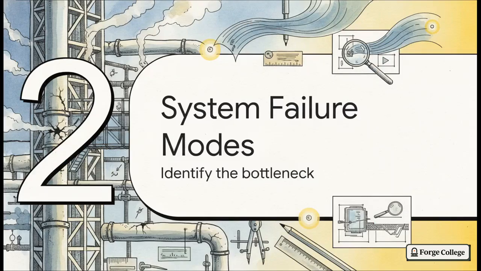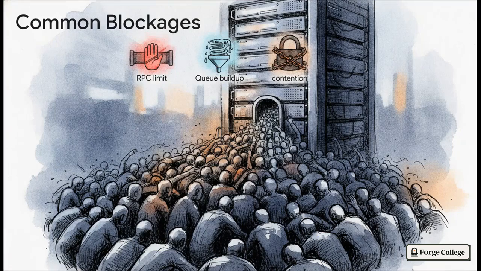Moving on to Section 2, diagnosing system failure modes and identifying the bottleneck. Look, we don't just panic and unplug things when the structural pipes start groaning under pressure. As elite architects, we need to diagnose the specific failure modes. If we sketch out the system architecture, we usually see one of three primary blockages. It's kind of like 500 people trying to shove their way through a single tiny door all at the exact same time. First, we have RPC rate limiting, where the node just straight up refuses to take more requests. Second, there's transaction queue buildup, where things are accepted but they're just sitting around indefinitely.